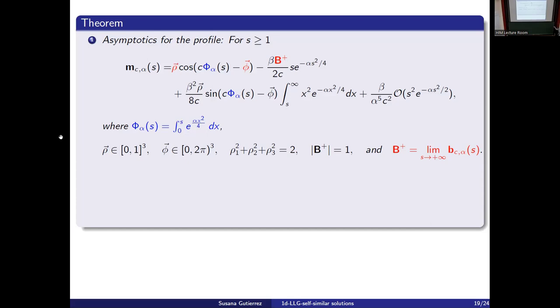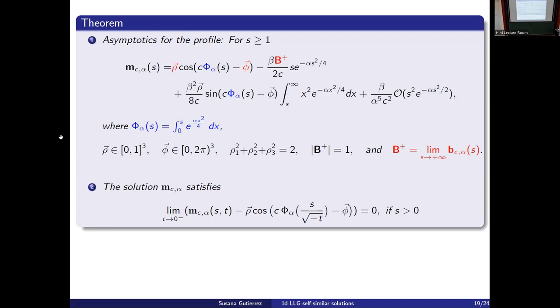And at the qualitative level, what we can see is that when time goes to the time of singularity, the solution approaches the self-similar evolution in the singular form of the first term of this asymptotic.